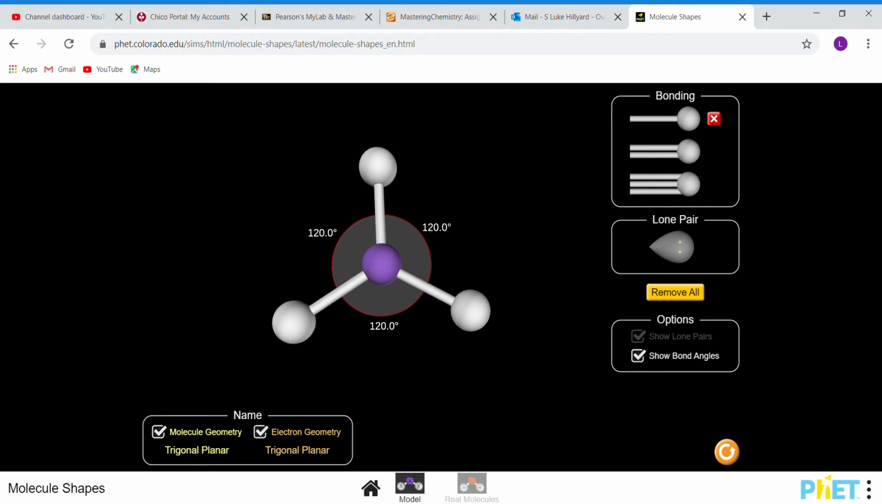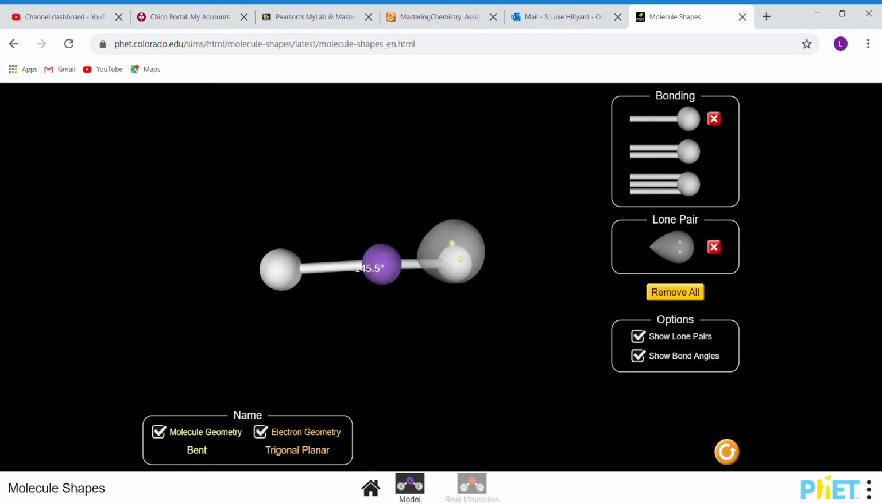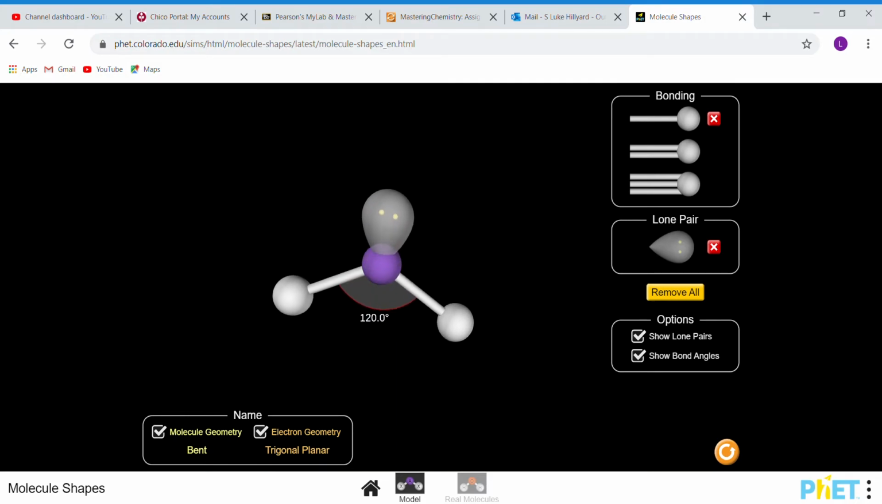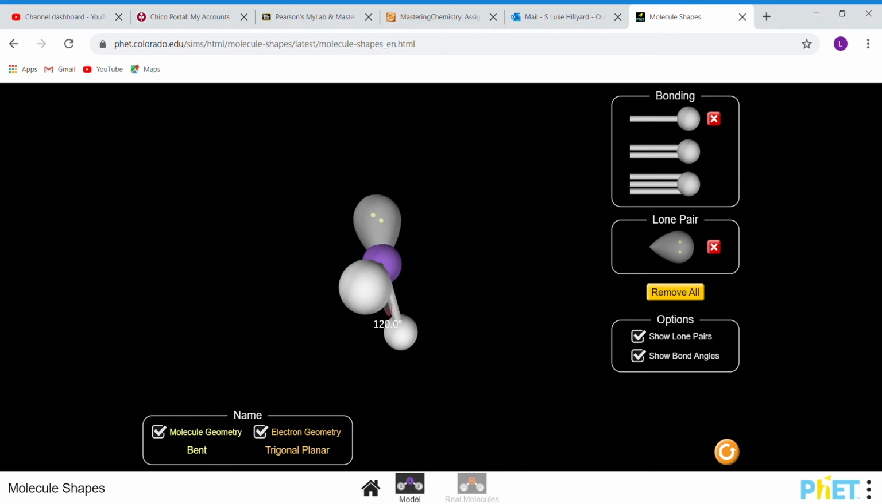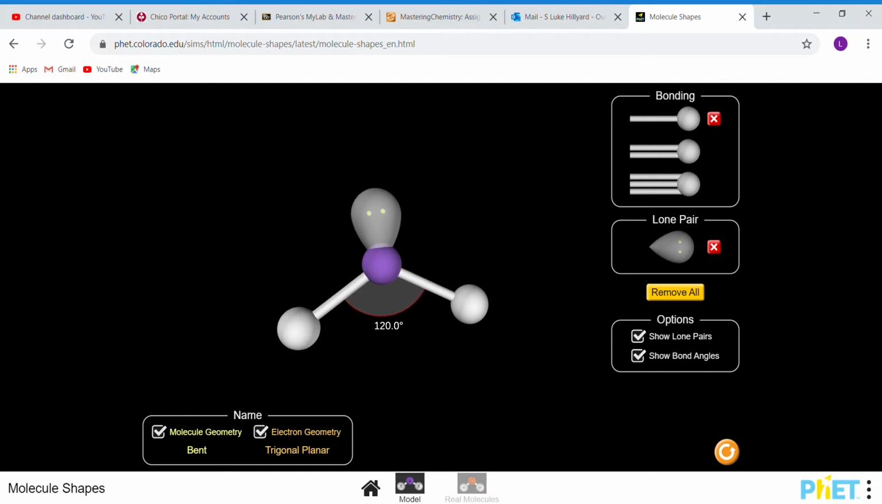Okay. Now I'm going to take an atom off, put a lone pair on there. All right. Now look at the geometries down the lower left. Molecular geometry is now bent. Electron geometry is still trigonal planar. Okay. So it has the same basic shape, but because we replaced an atom with a lone pair, we get that different shape, which is bent.